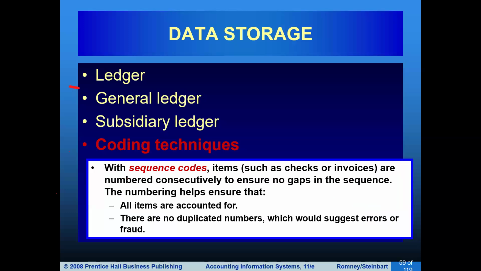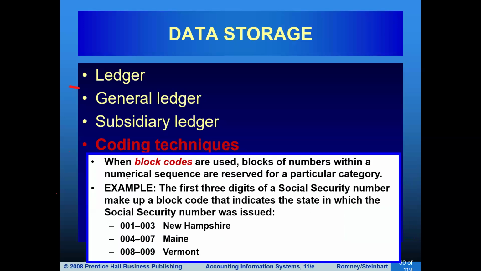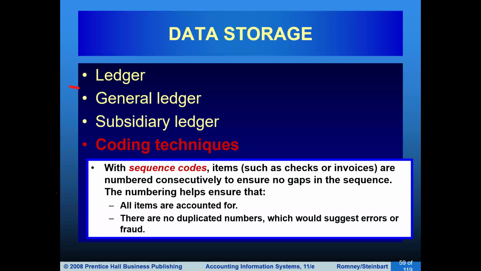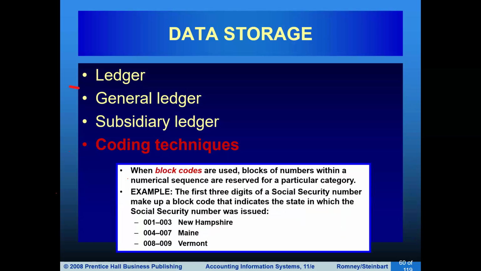Sequence codes are for items such as checks or invoices. In a checkbook, you can find a sequence code. There is proper coding, proper numbering, sequentially, numbers consecutively to ensure no gaps in the sequence. There are no blanks, no gaps. The numbering helps ensure that all items are accounted for. So there are no duplicate numbers, right, which would be subject to errors or frauds.